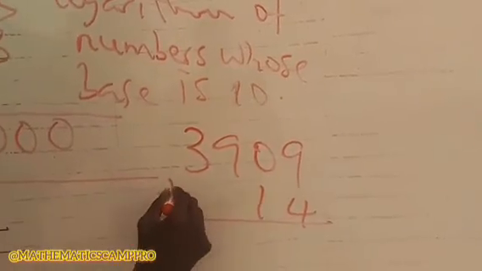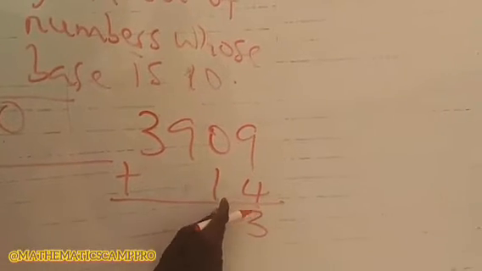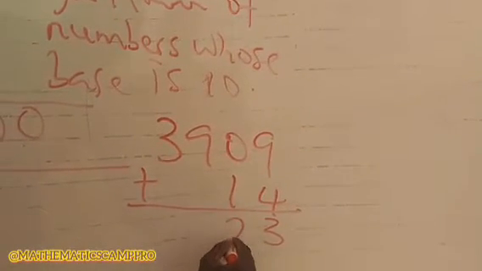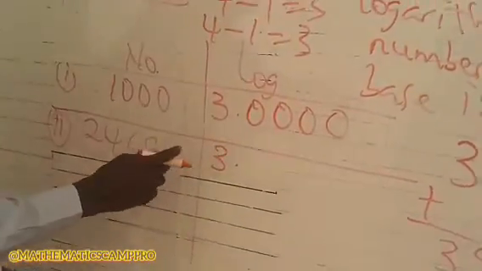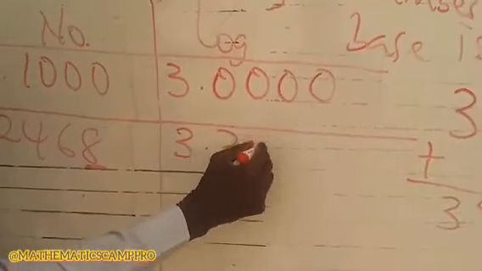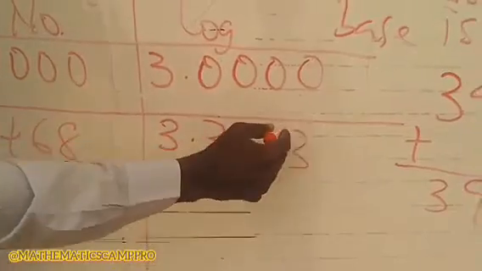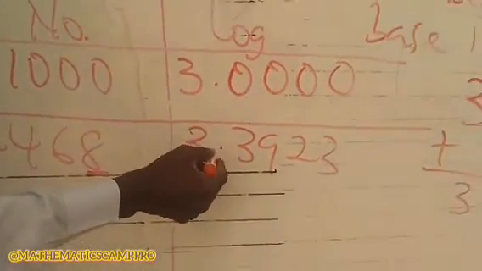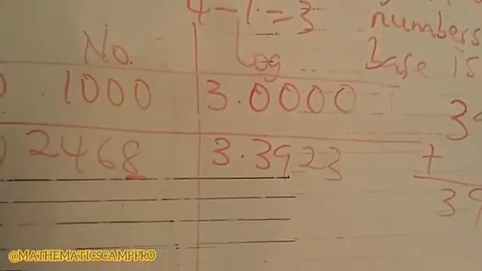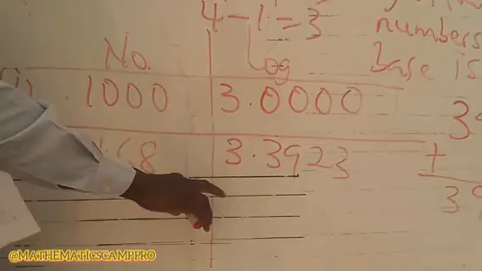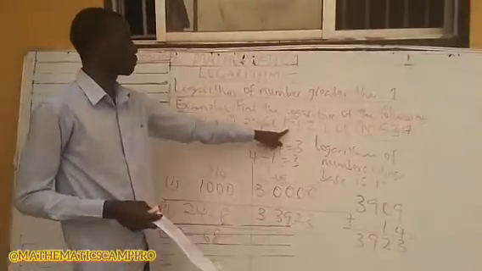We are going to add it together. 9 plus 4, 3. 0 plus 1, 1. Plus the 1 from this 13, that's 2. Then we have 9, then 3. Now, our logarithm is going to be 3.3923. 3923 is the mantissa, while the 3 before the decimal, which is the integral part of the number, is the characteristic. Now, the logarithm of 2468 is 3.3923.